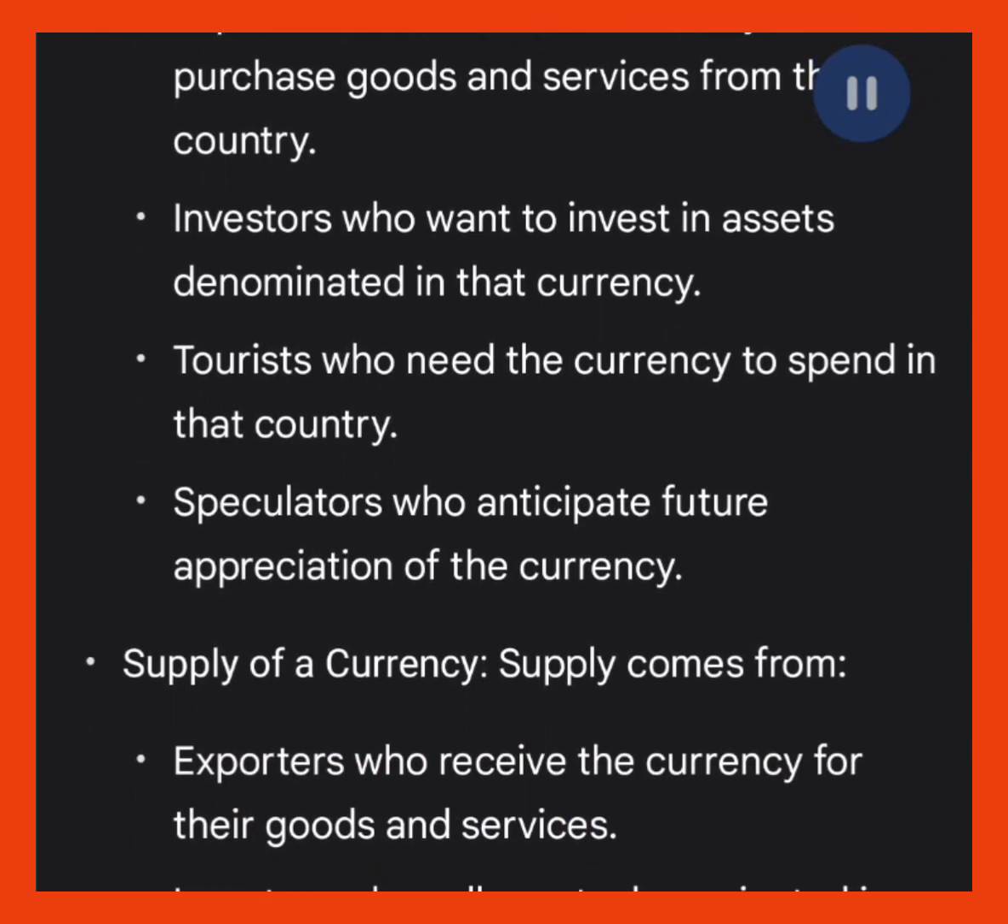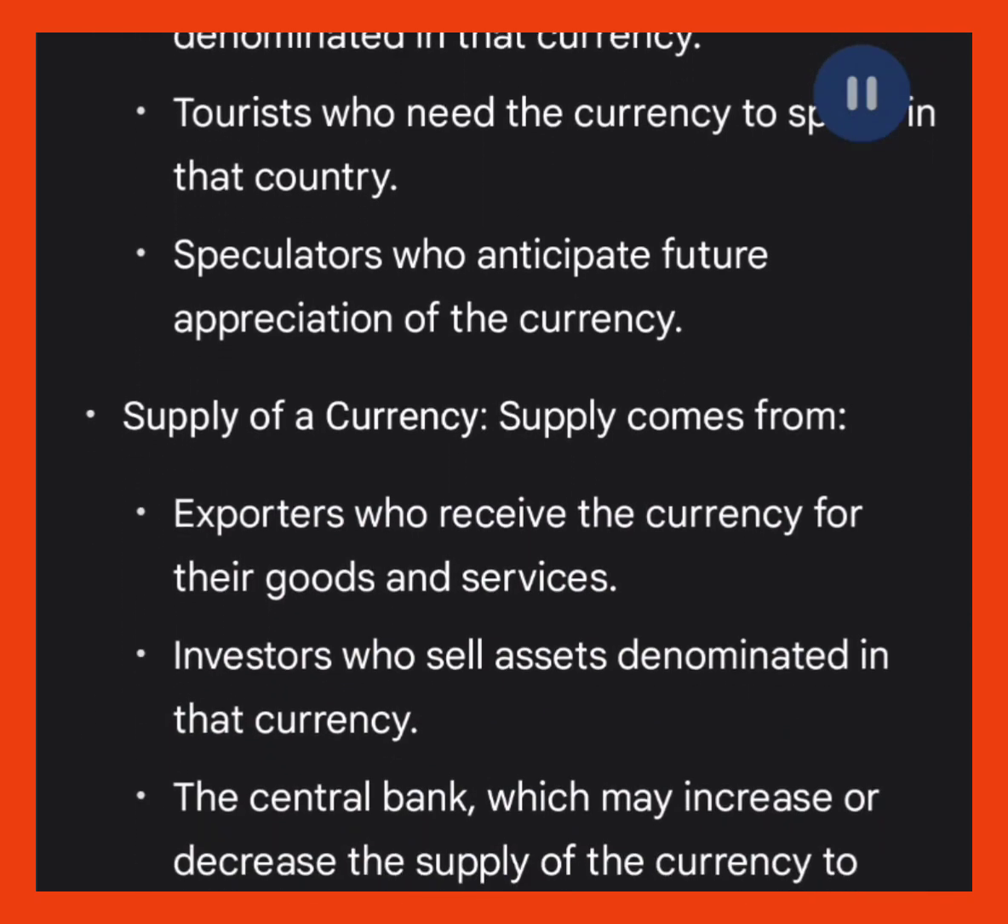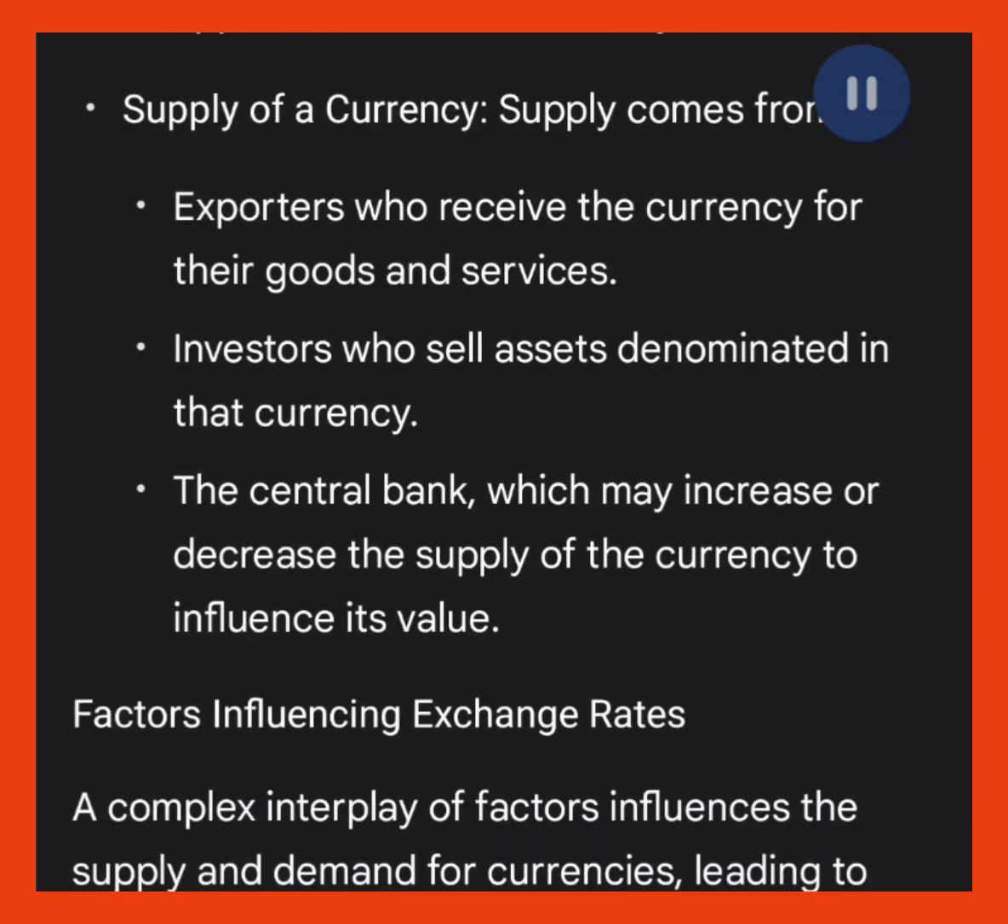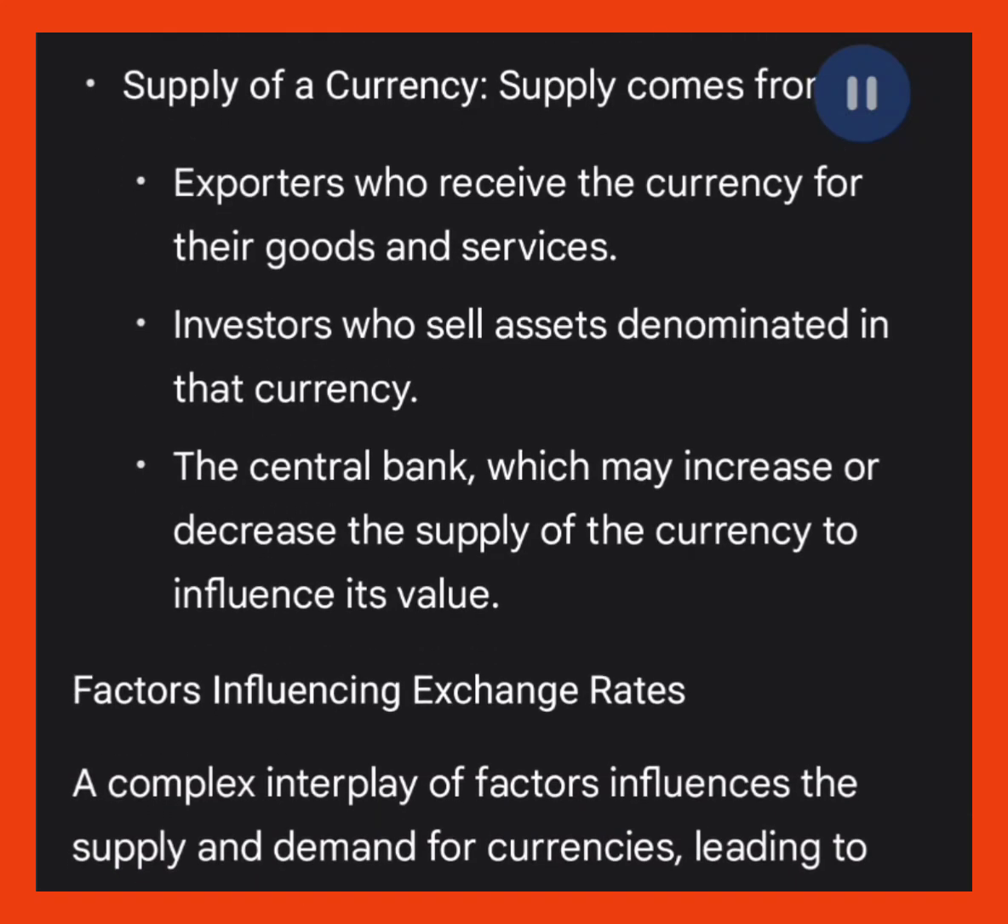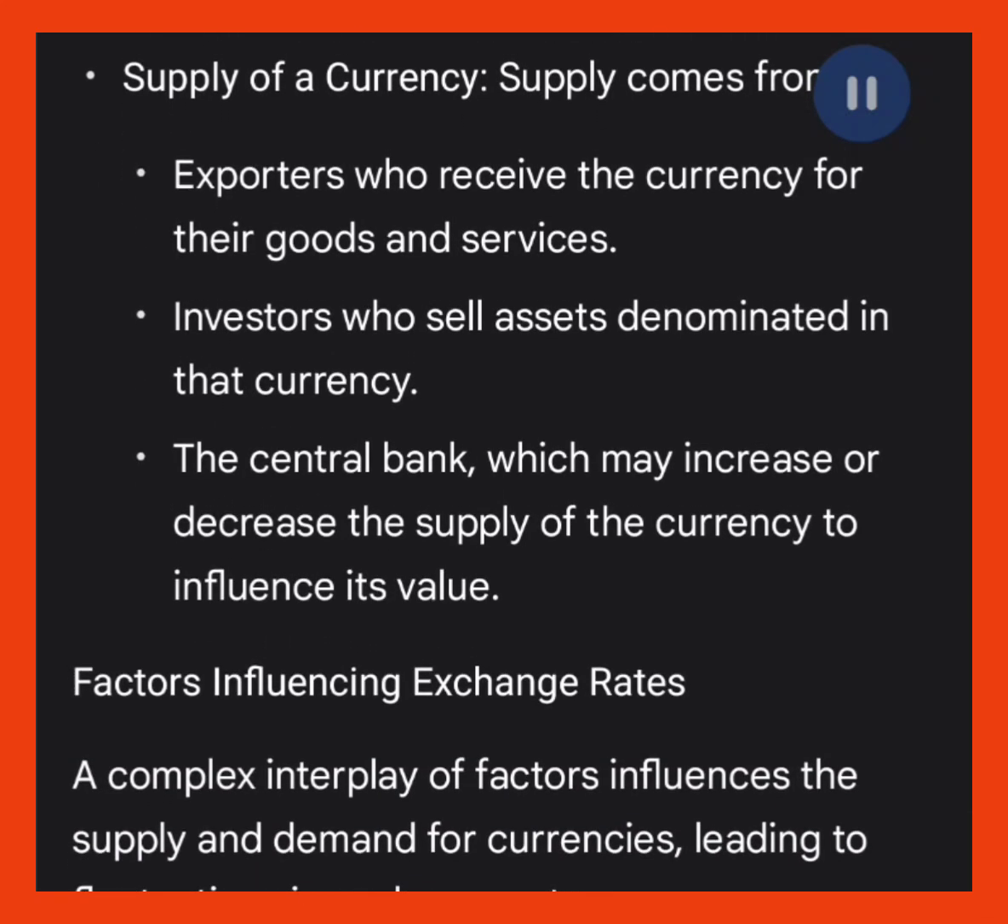Supply of a currency. Supply comes from exporters who receive the currency for their goods and services, investors who sell assets denominated in that currency, the central bank, which may increase or decrease the supply of the currency to influence its value.